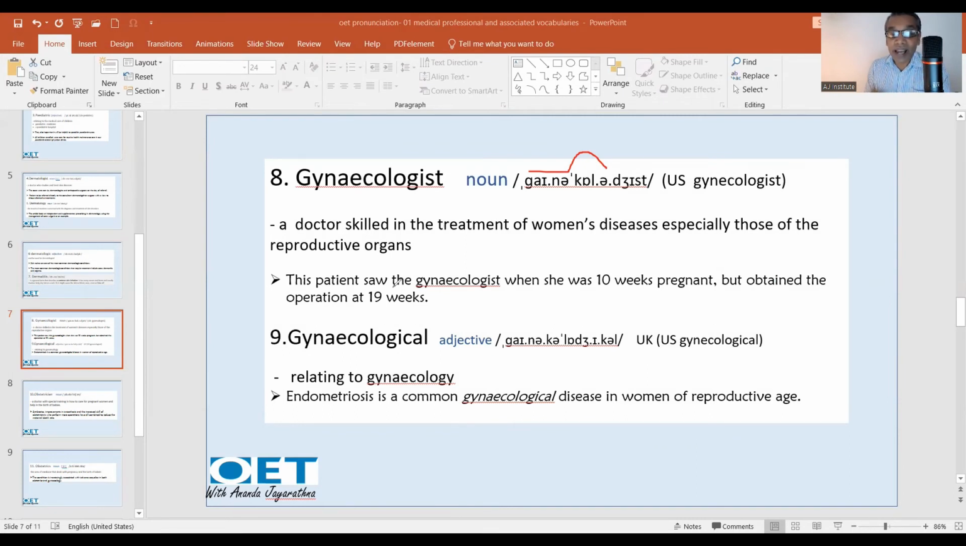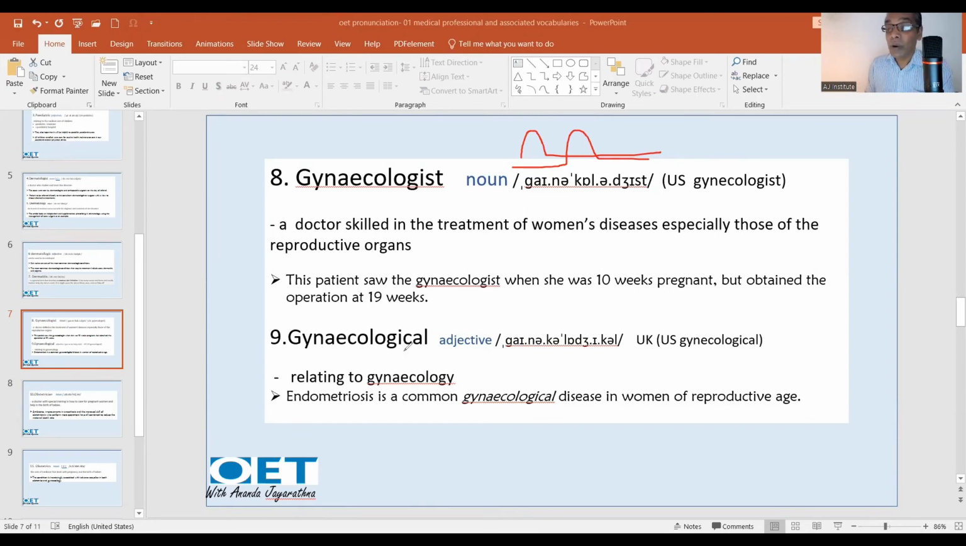This patient saw the gynecologist when she was 10 weeks pregnant, but obtained the operations at 19 weeks. Okay, so look at the correct pronunciation. Not gynecologist, it should be gynecologist. We tend to stress the first syllable and we say gynecologist. It is not that good. If you're aiming at B, if you happen to use this word in your speaking part, it shouldn't be gynecologist, it should be gynecologist. The second one. I put the stress pattern that way.